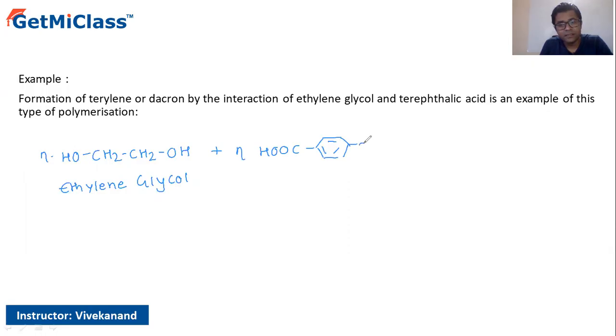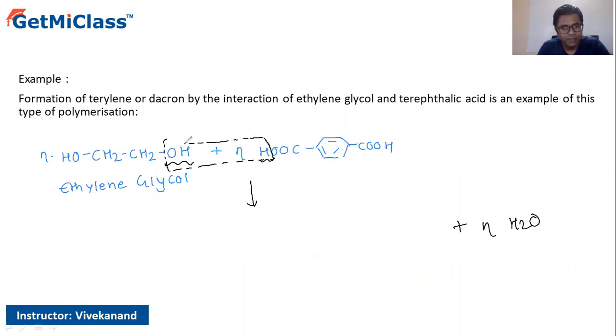So this is our terephthalic acid. Right. So now when we observe the reaction, it occurs in such a way that this OH and this particular hydrogen usually react in order to give rise to our product, along with the elimination of n number of water molecules. So water molecules are getting eliminated from here.